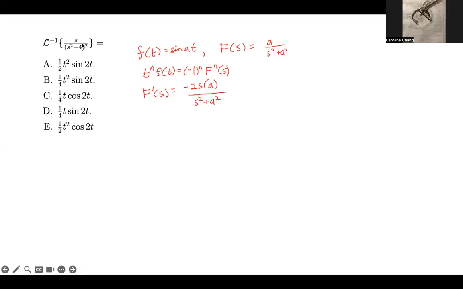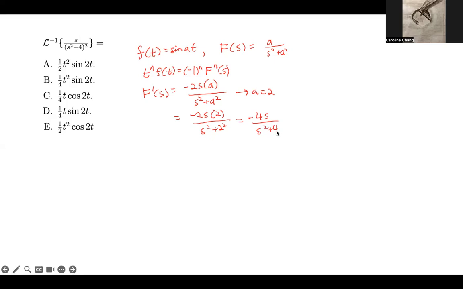And as we see in this problem over here, a is equal to 2. So we'll take a equal to 2. And plugging in our value for a, we have that F prime of s is equal to negative 2s times 2 over s squared plus 2 squared, and that is equal to negative 4s over s squared plus 4.